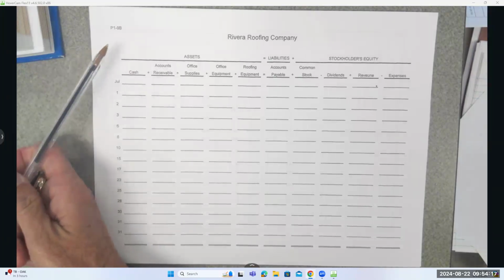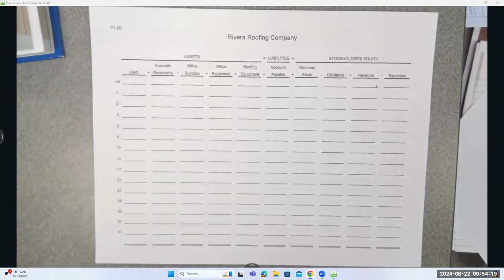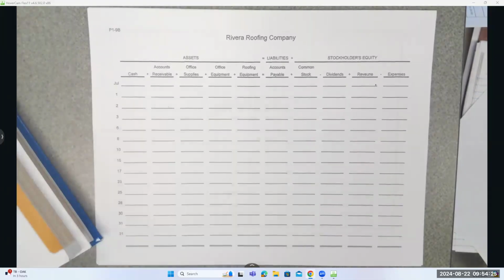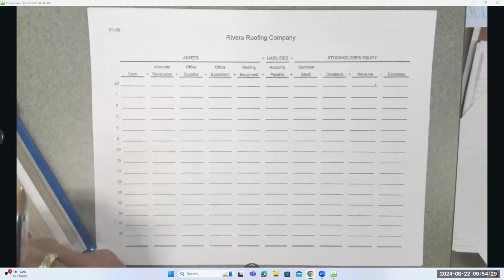I would have done 1-9A, which is to do this column format and then do the financial statements of this information, which is what we're going to do. But they also threw the statement of cash flows in there, which I am not going to ask you to do until chapter 4.